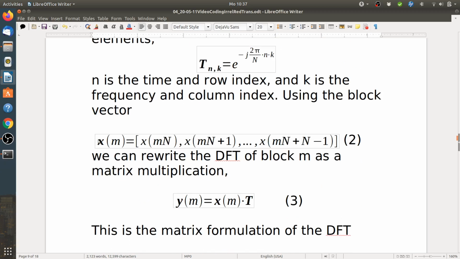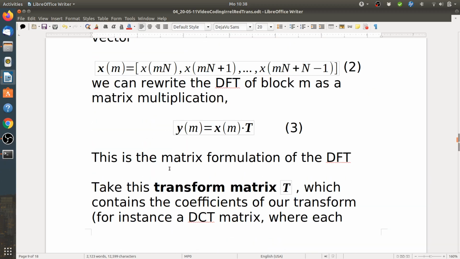Yeah, so this is our block, starts at lowercase m capital N and has n samples in it, right? A block of size n. And then the DFT of this block is simply this block multiplied by this matrix which we just defined. So the output is the frequency components for block number lowercase m. Yeah, so this is the matrix formulation for the DFT.